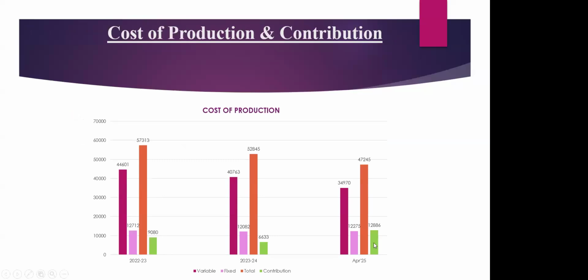This year, I have shown you the April figures instead of the 24-25 because the average figures are not available. So for April 25, we can see that the contribution margin is very good. So we expect better orders and the market seems to be good.